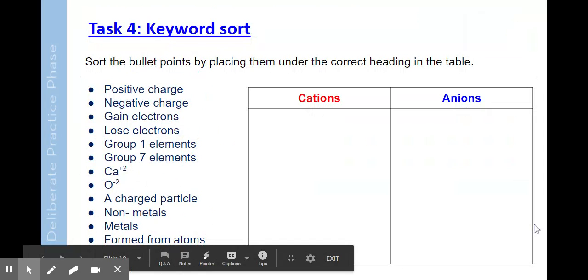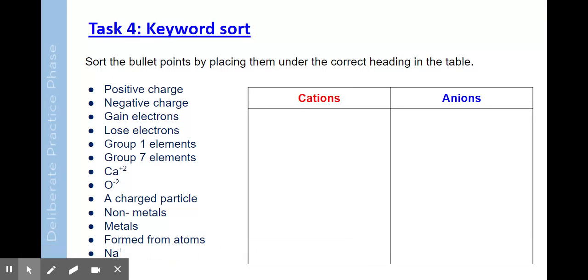Okay, so task 4, keyword sort. Sort the bullet points by placing them under the correct headings in the table. So you've got cations and anions. You've got a list of bullet points. I need them typed out under the correct heading. Pause this video, come back when you're ready for your answers.